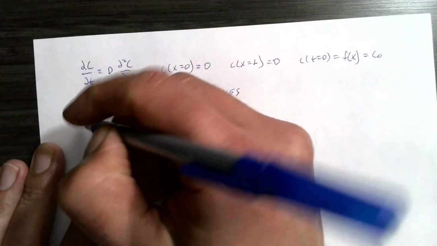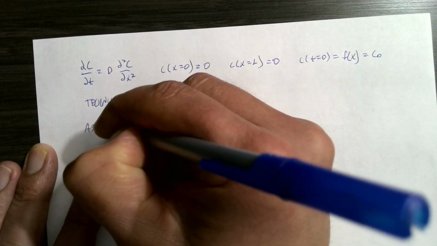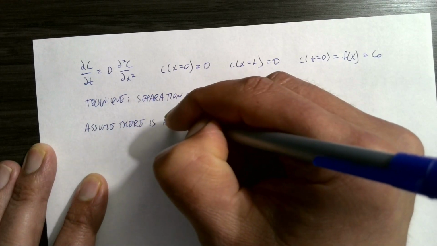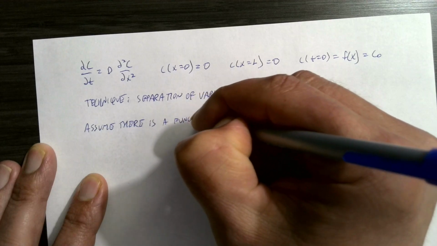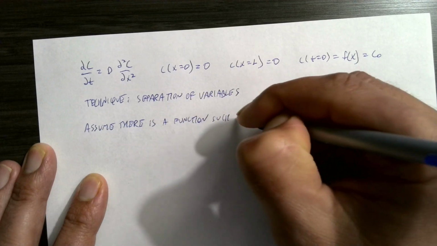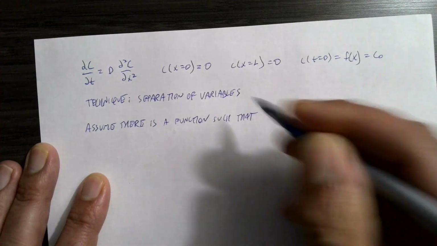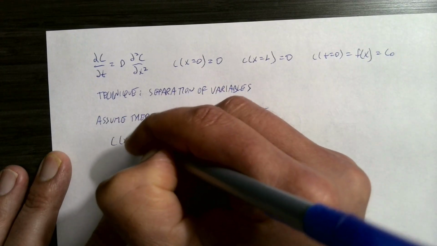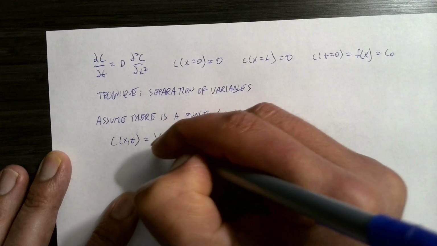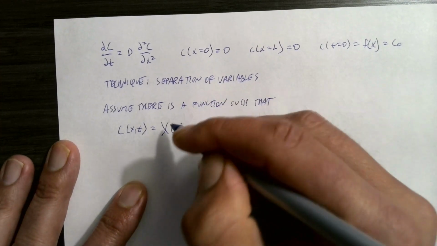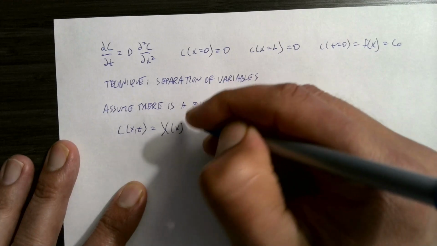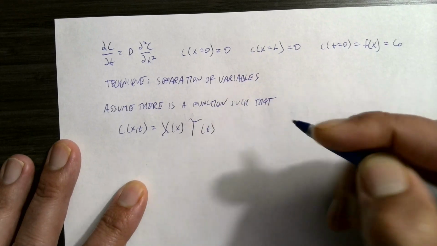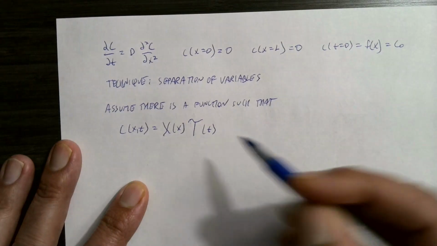So we will assume there is a function such that c(x,t) is equal to some function X(x), so this is a capital X as a function of little x, and then big T of little t. Okay, so it's a product of these two functions.